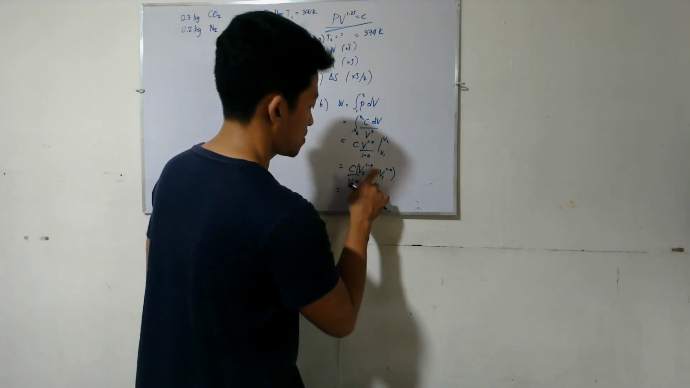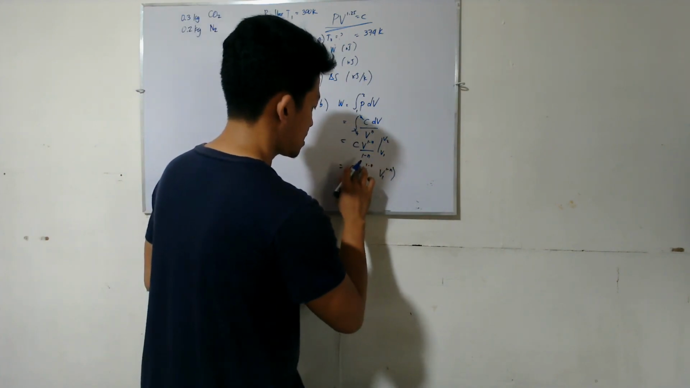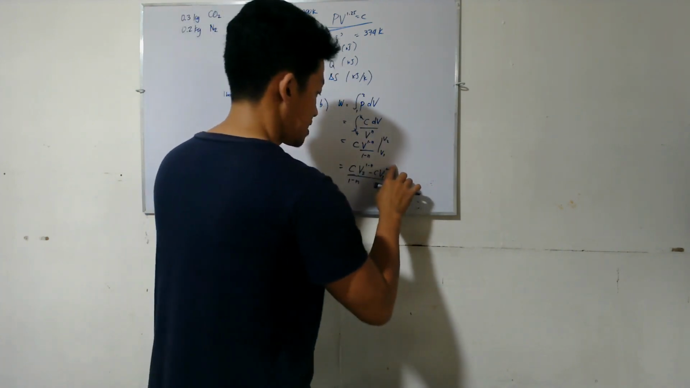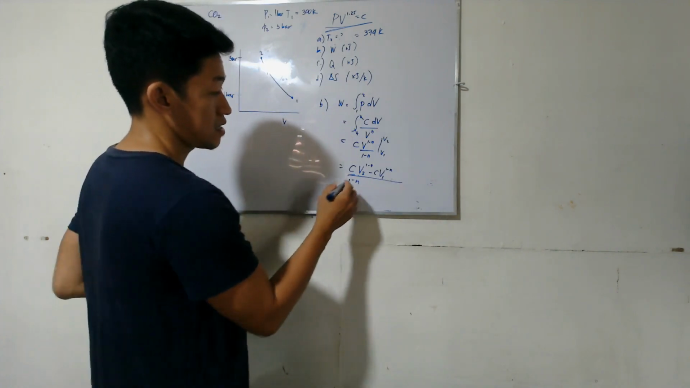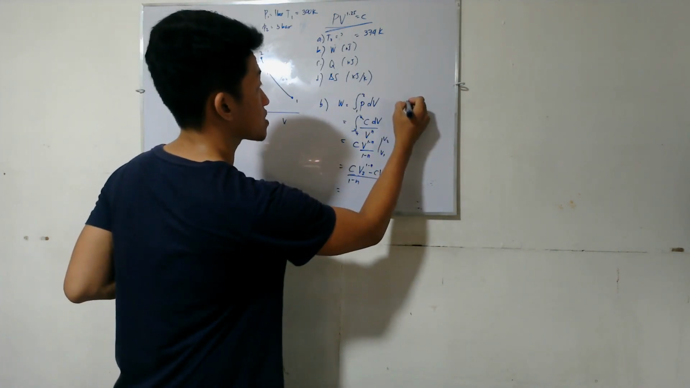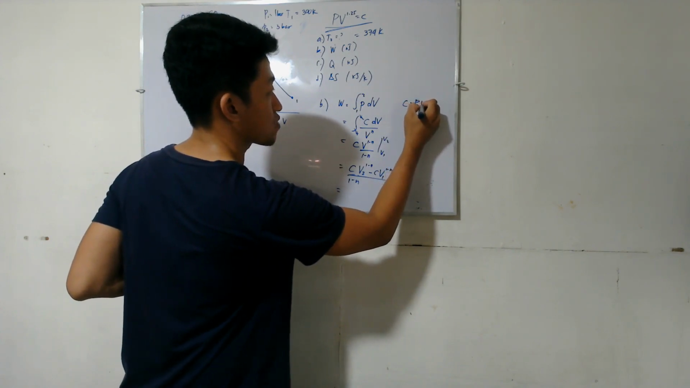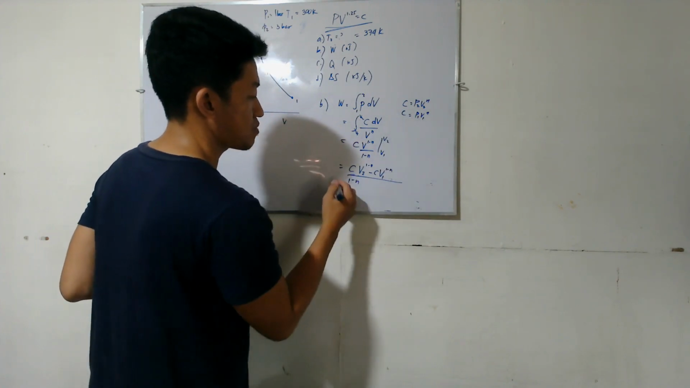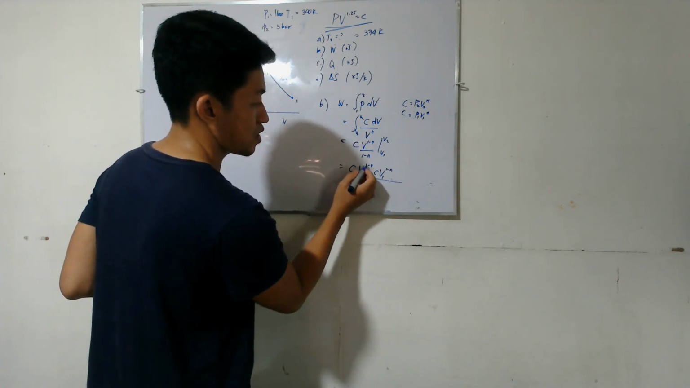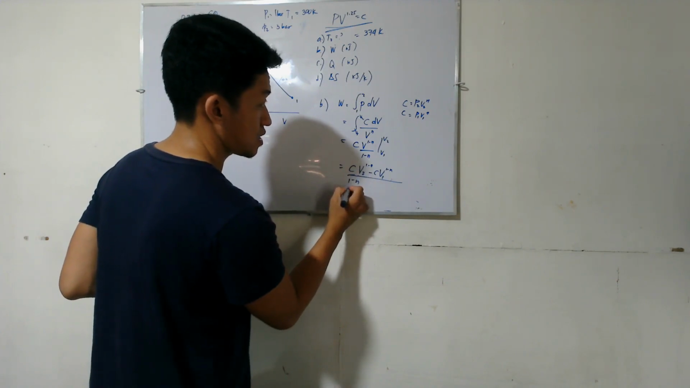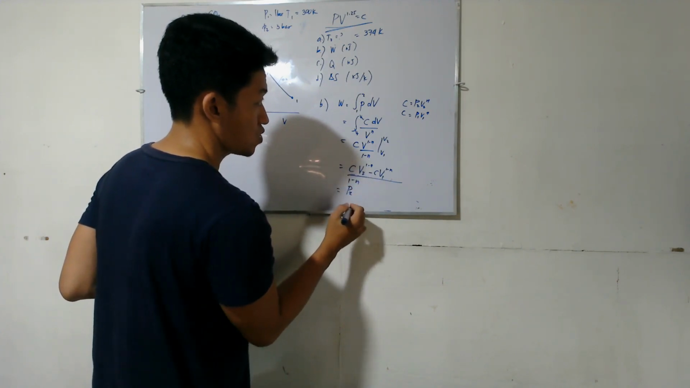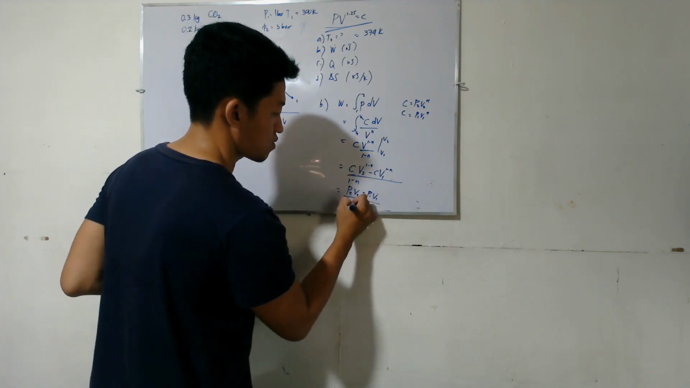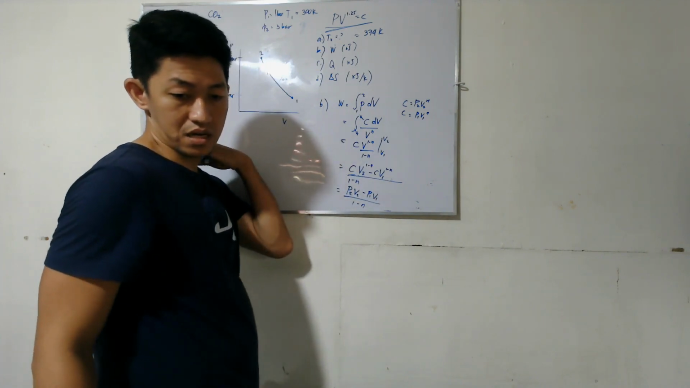Okay, distribute: C V2 to the 1 minus n minus C V1 to the 1 minus n. Recall C is just P2 V2 to the n, or C is just P1 V1 to the n. So this becomes P2 V2 minus P1 V1 over 1 minus n. Right? Okay.